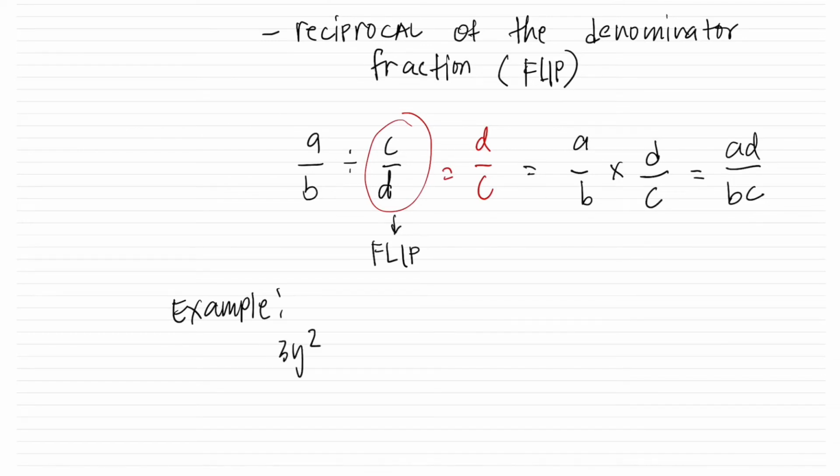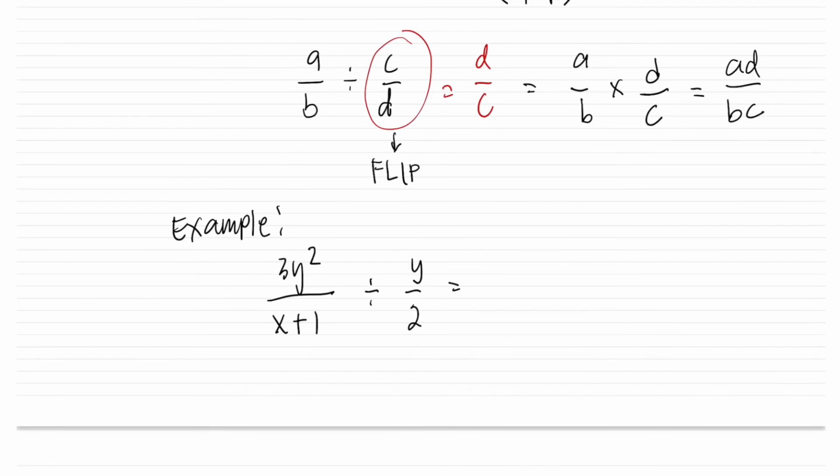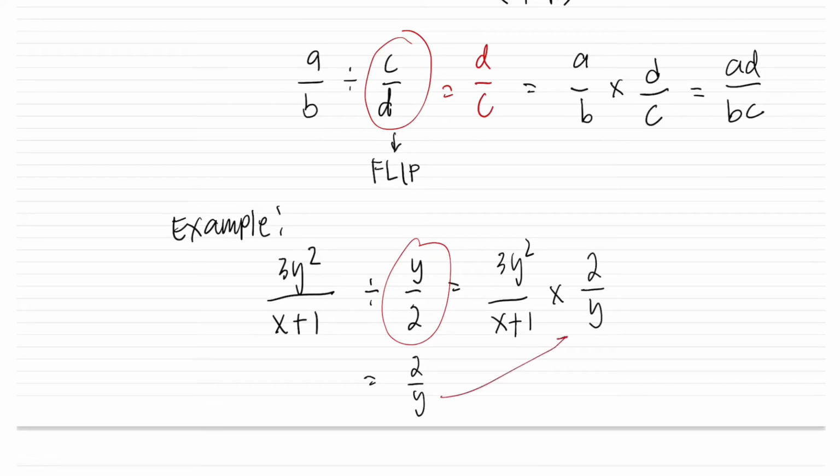So for example, we have 3y squared over x plus 1 divided by y over 2. First thing that we're going to do is we flip this, so it becomes 2 over y. So we're going to rewrite it: 3y squared over x plus 1, times 2 over y. We write it here. This is our reciprocal.